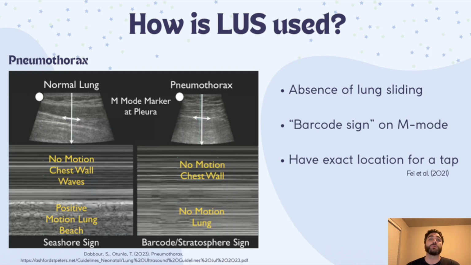Lung ultrasound is also extremely sensitive for pneumothoraxes. A key sign to be looking for in this presentation would be the absence of lung sliding. So normally when you take a breath in and a breath out, your lungs kind of move, and so you're able to pick that up on a lung ultrasound.